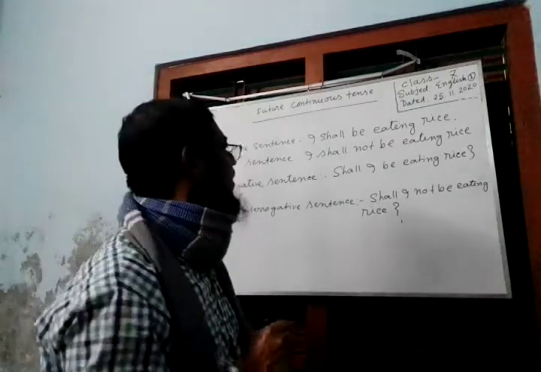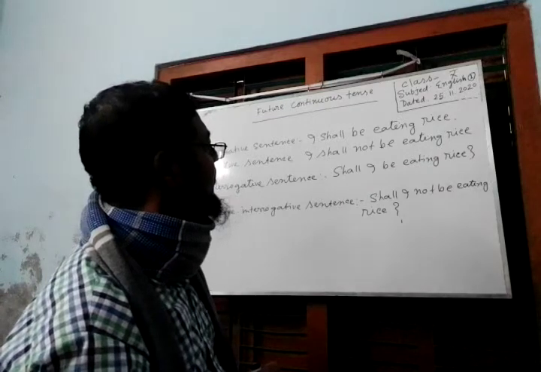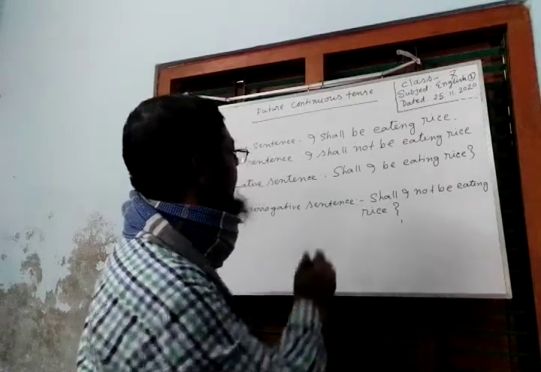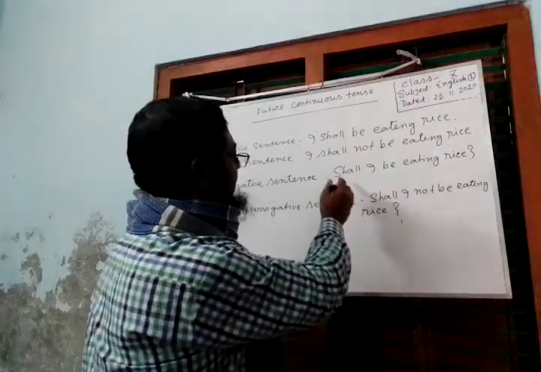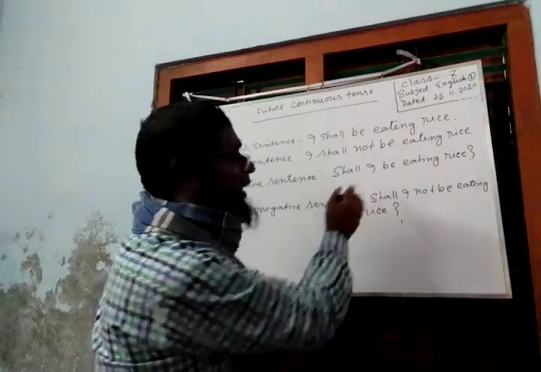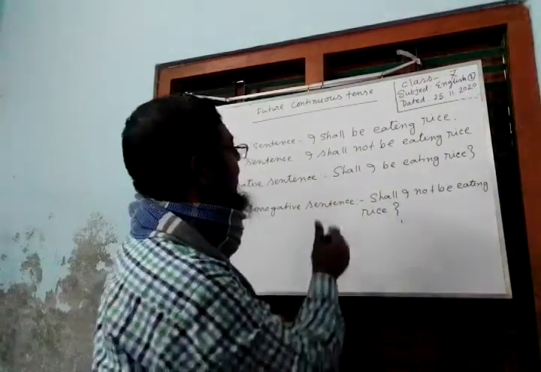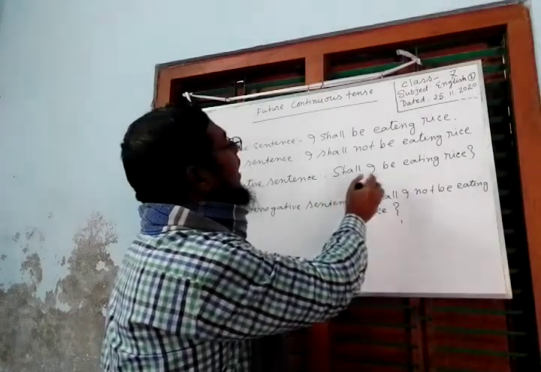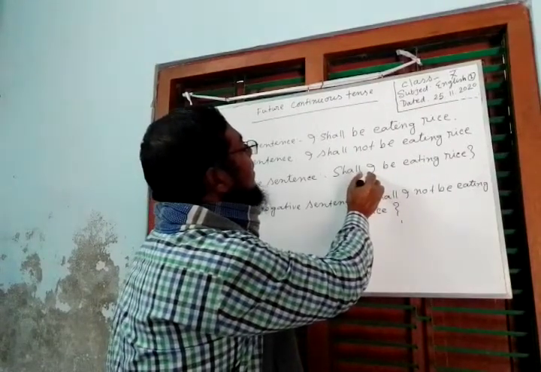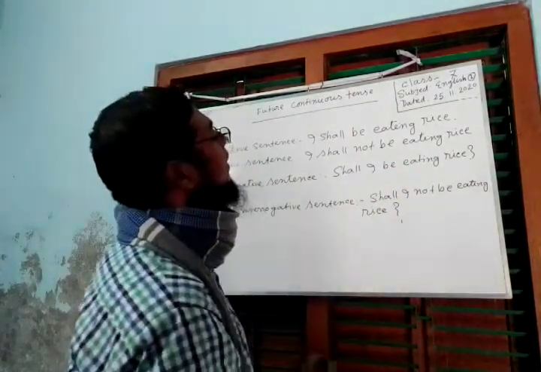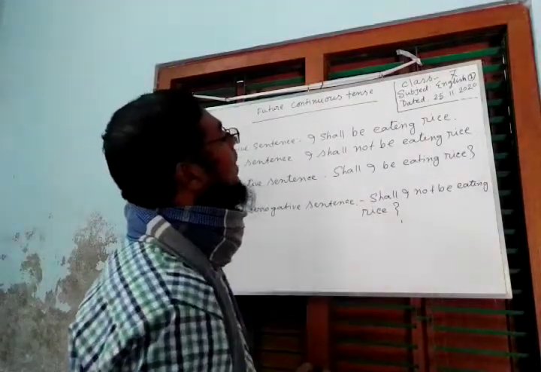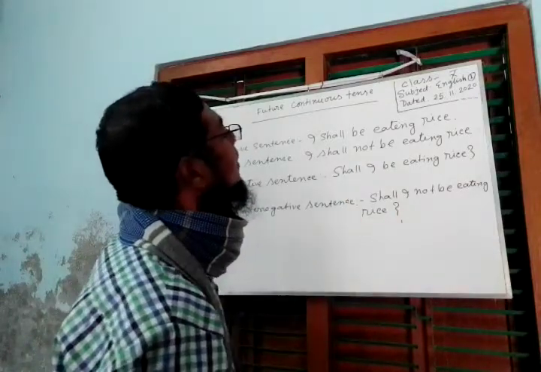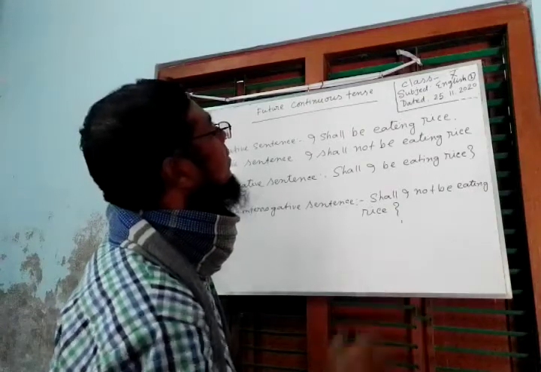Shall I be eating rice? At first we will take shall before the subject as I have written. Shall I be eating rice? At first you will write shall or will before the subject, and then you will write the subject. Next you will write be. Next you will write the main verb and you will add ing at the end of the verb. Next you will write extension or object.